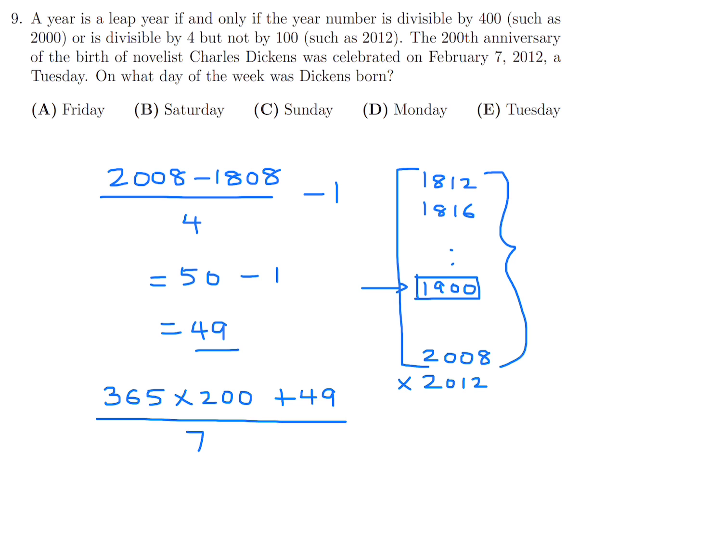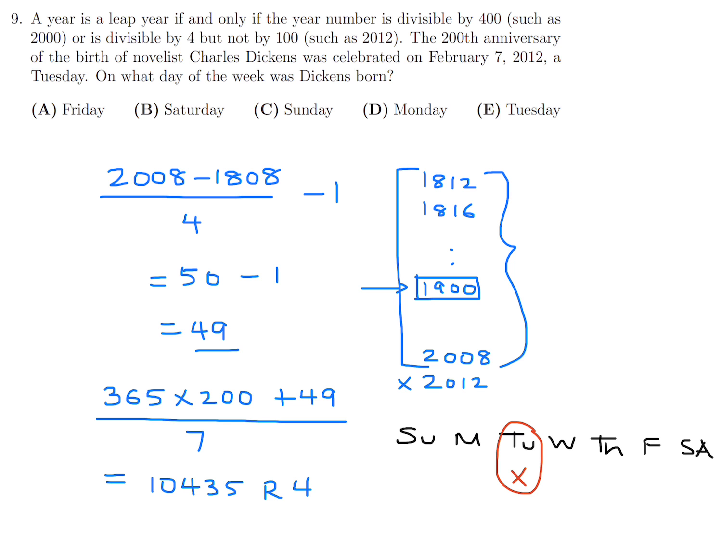Once you get the remainder, we can adjust what day of the week he was born, way back in 1812. If you do this, it becomes 10,435 with a remainder of 4. If you were to draw a calendar, Sunday, Monday, Tuesday, Wednesday, Thursday, Friday, Saturday, he celebrated his 200th anniversary on a Tuesday. He was born 4 days before that, because if it was an exact multiple of 7 with no remainder, it would just be another Tuesday. But it's this number with a remainder of 4, so you count backwards 4: 1, 2, 3, 4. That's the day he was born, way back in 1812. So number 9, the answer is Friday, which is choice A.